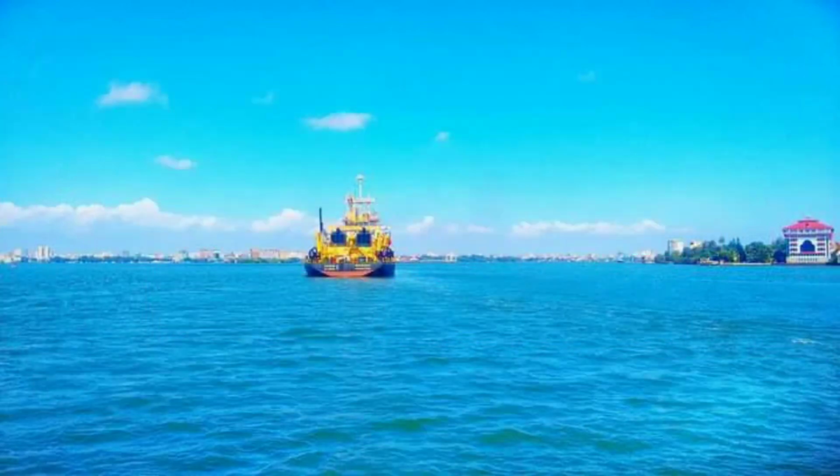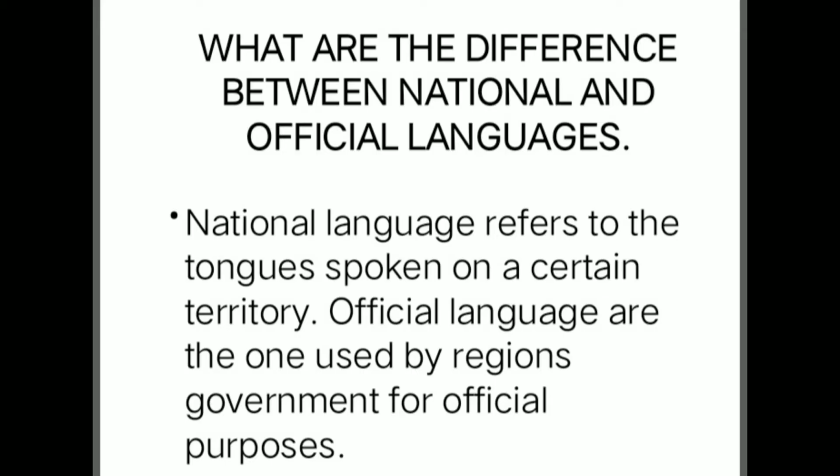So what are the differences between national and official language? National language refers to the tongue spoken in a certain territory. However, official languages are the ones used by a region's government for official purposes.